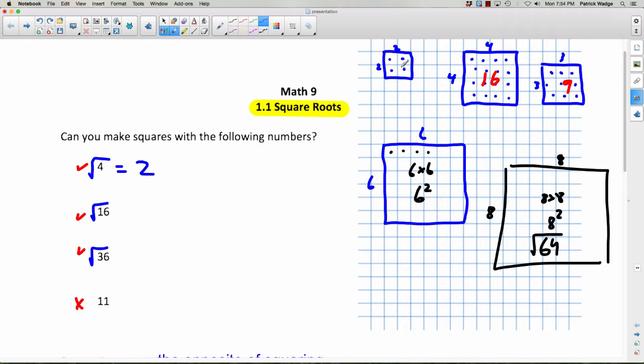That's why we have 2 right there. What's a number that multiplies by itself to get 16? Well, 4 times 4 is 16. That's why we have the answer 4 there. What's a number that multiplies by itself to give 36? 6 times 6 is 36. That's why we have 6 here.